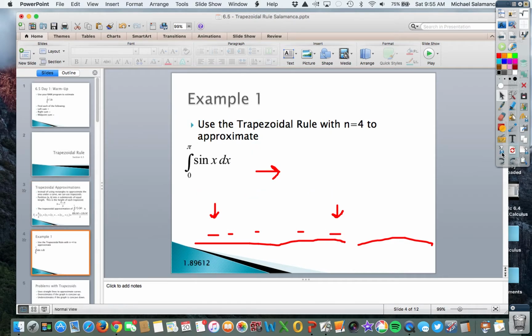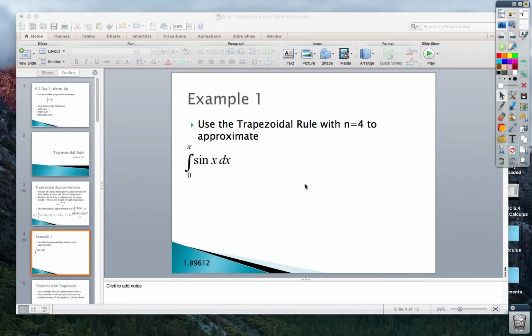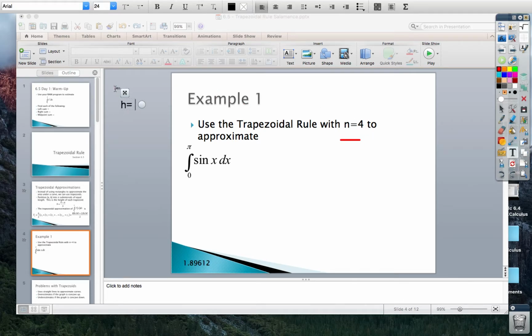So let's try one now. Here we have the integral from 0 to pi of sine of x dx, and we know that our n is equal to 4. So let's go ahead and find our height. h is equal to b minus a divided by, not 2, divided by 4, because it's b minus a divided by n. So h is equal to pi minus 0 divided by 4, which means our height is equal to pi divided by 4.